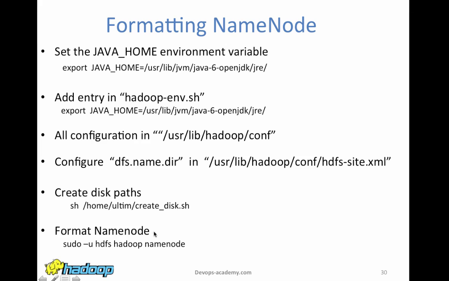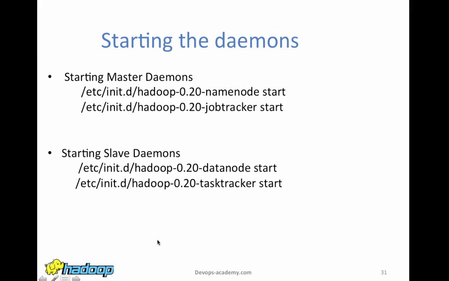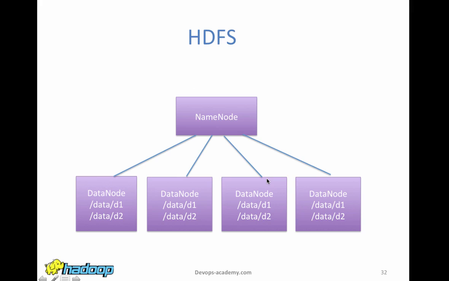So we have formatted the name node right now, and we have selected the master daemons, the name node and job tracker, and we have started the slave nodes, data node and task tracker. So it's a general HDFS architecture overview. We have started the name node, and we have started the data nodes.